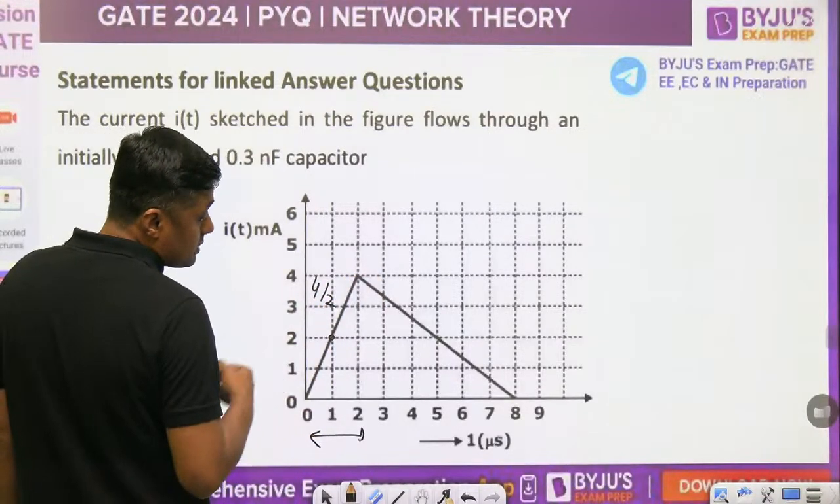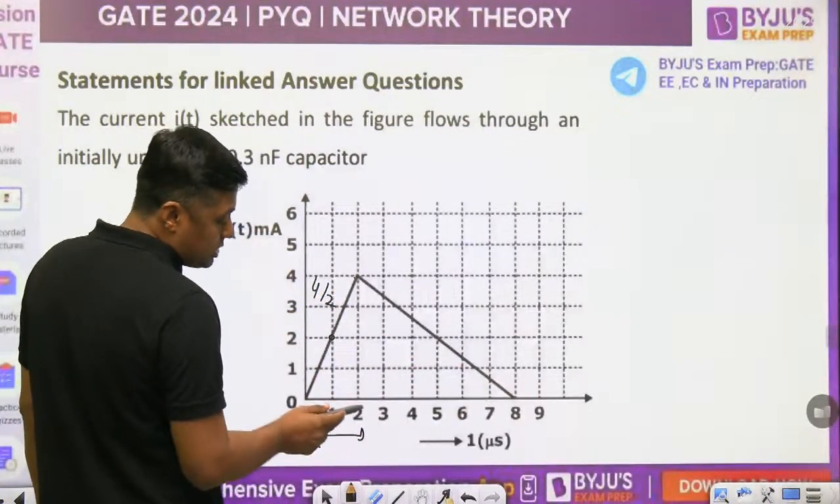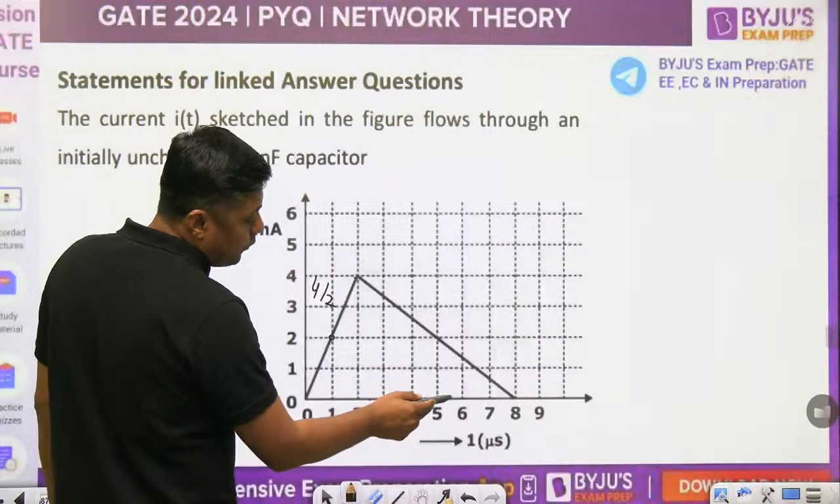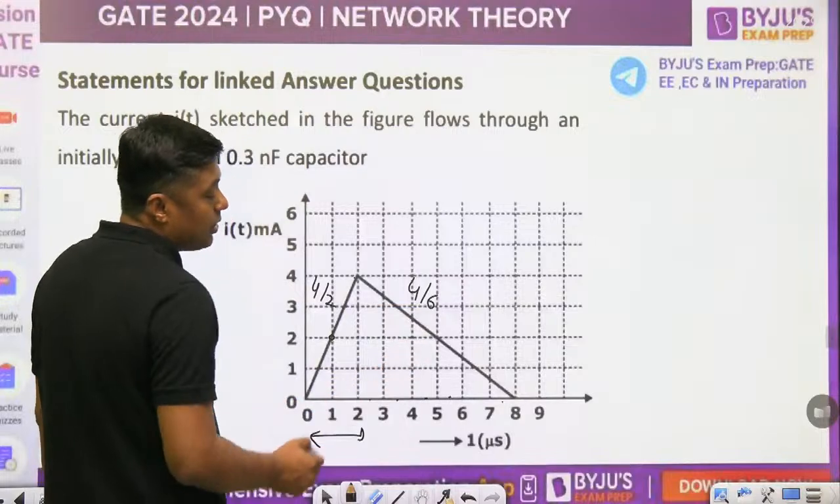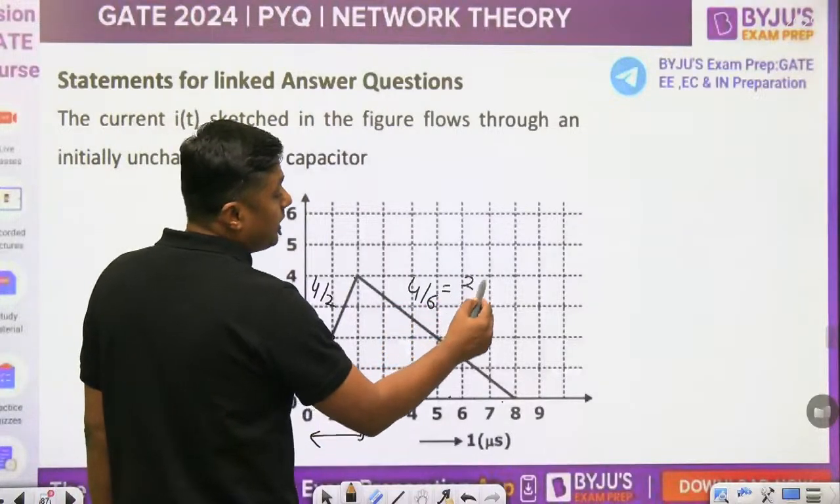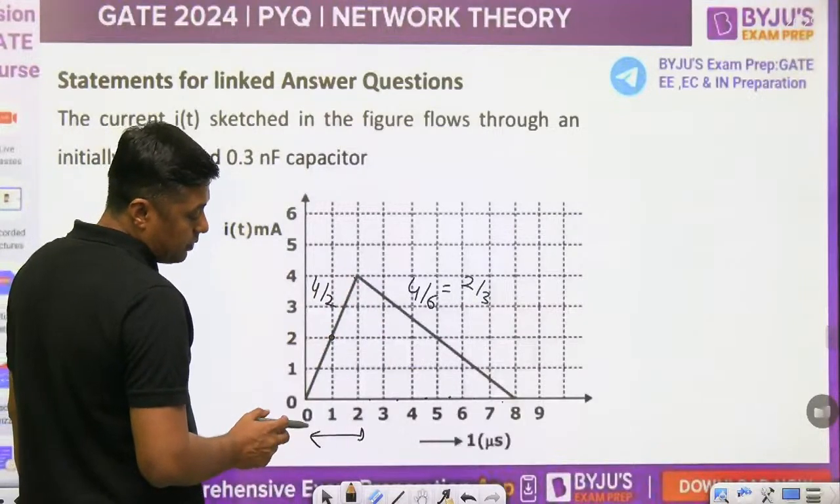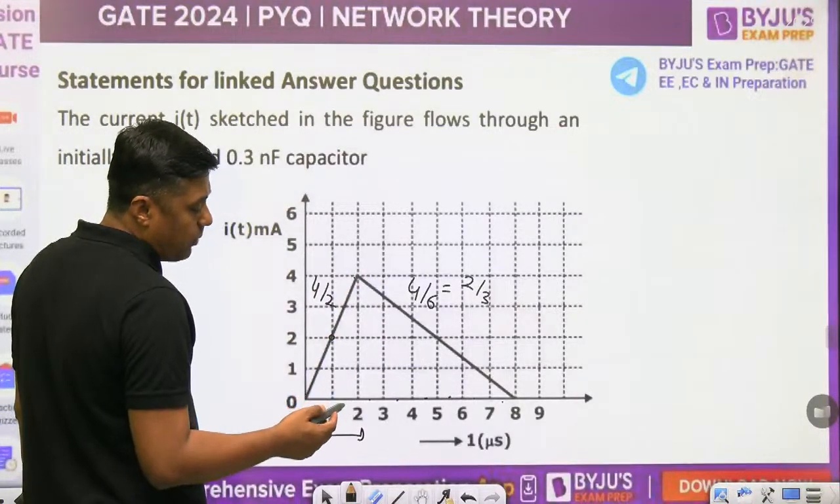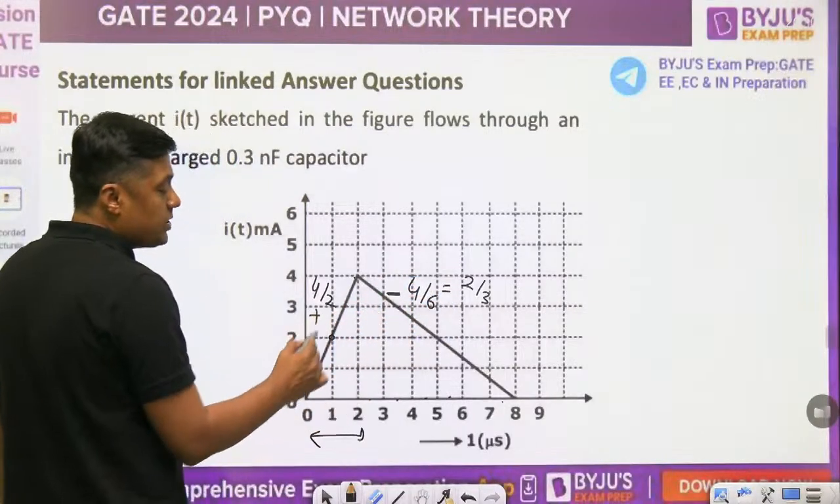Similarly, when it decreases from 4 to 0, this is 1 step, 2, 3, 4, 5, 6. So what is the slope of this line? 4 divided by 6, that is 2 by 3. So in one step it will decrease by 2 by 3. That is the slope of this line. This slope is negative, and that slope is positive.